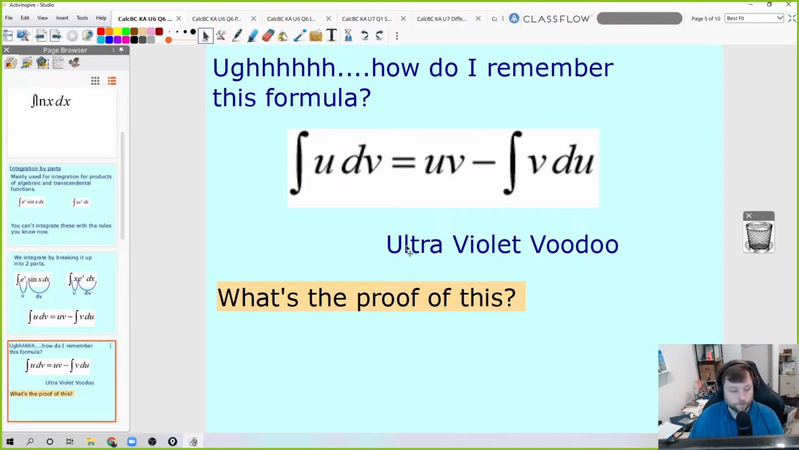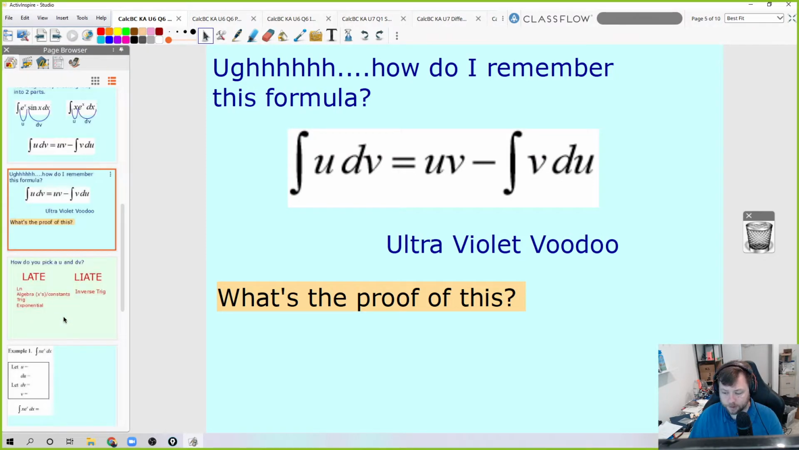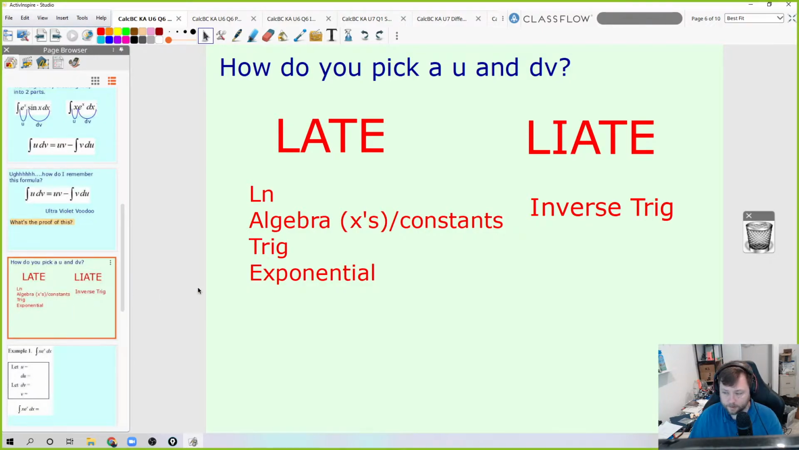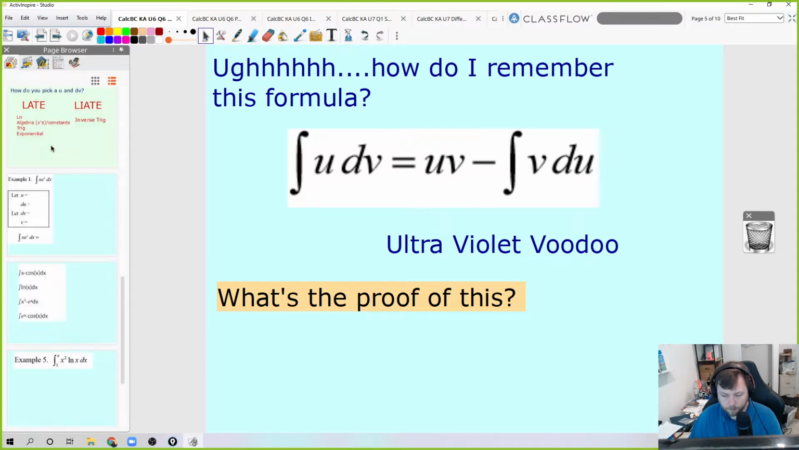UV substitution, ultraviolet voodoo. Now, the key part of ultraviolet voodoo, you've got to figure out what you're plugging in for the U. And we use this acronym LATE. Look for the natural log part. If there's no natural log, look for algebra parts, like X polynomial parts, X's or constants. If there's no algebra, no polynomials, try some trig. Exponential would be the last one, but you don't want your E's to be the U. You have to pick a U and dV, and you go from there. The formula to know is this: ultraviolet voodoo. Whatever. We pick, we go from there.